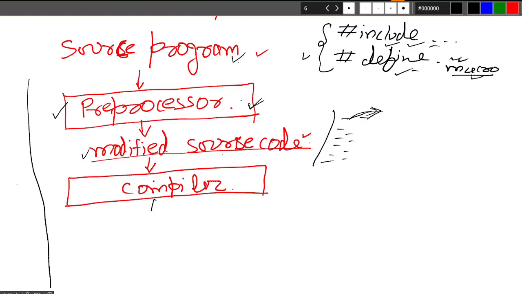This modified source code is fed to the compiler. Now what these compilers do, let me say they generate some assembly program, the target assembly program.